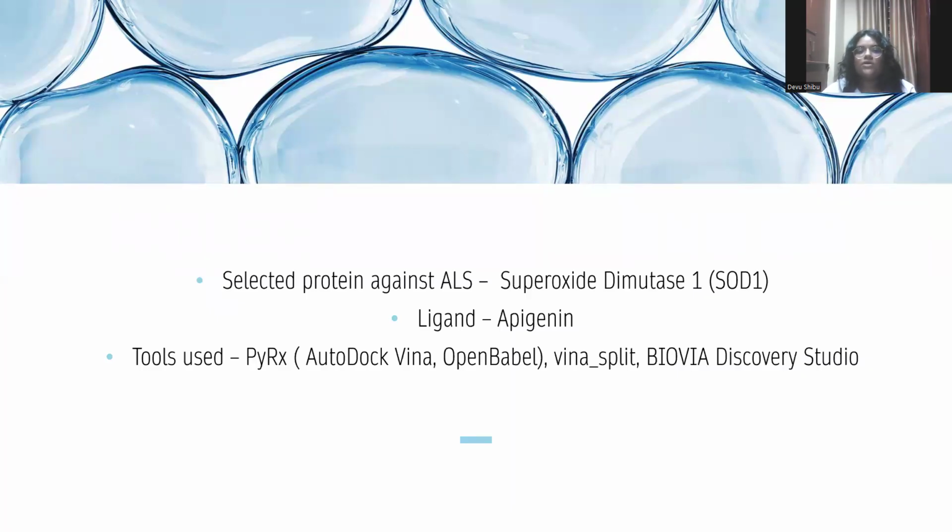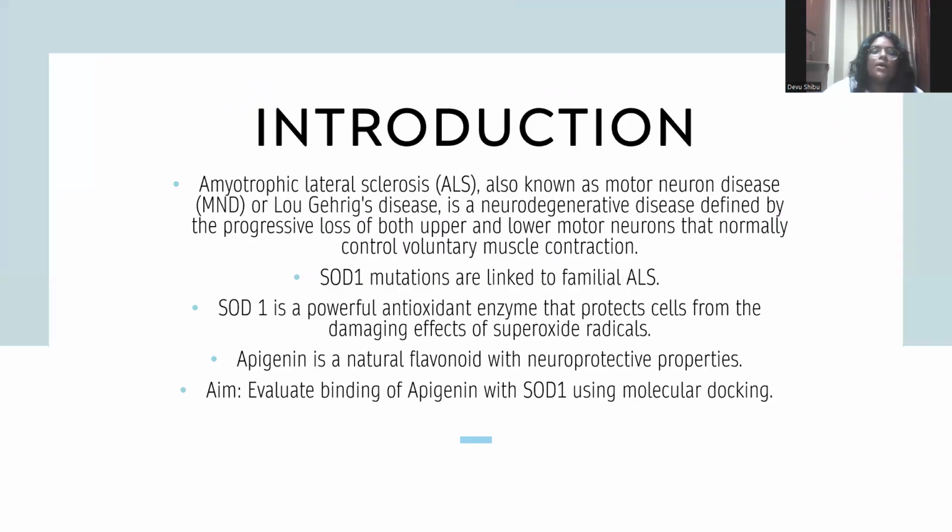The ligand I got was Apigenin, and the main software that I used for molecular docking is PyRx. I docked using AutoDock Vina, which was integrated into PyRx, and I used Open Babel to prepare the ligand. Then the different poses that I obtained after molecular docking were split using Vina split, and the visualization was done by BIOVIA Discovery Studio. I also prepared the protein. Initial preparations were also done in BIOVIA Discovery Studio.